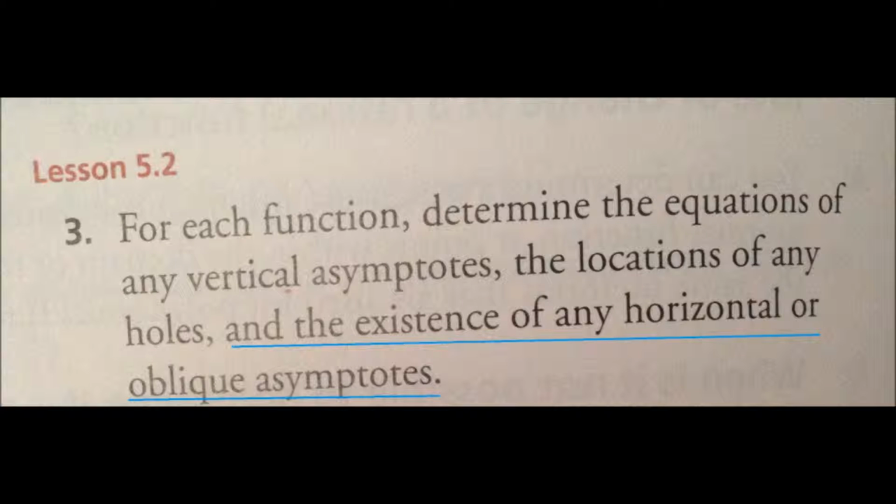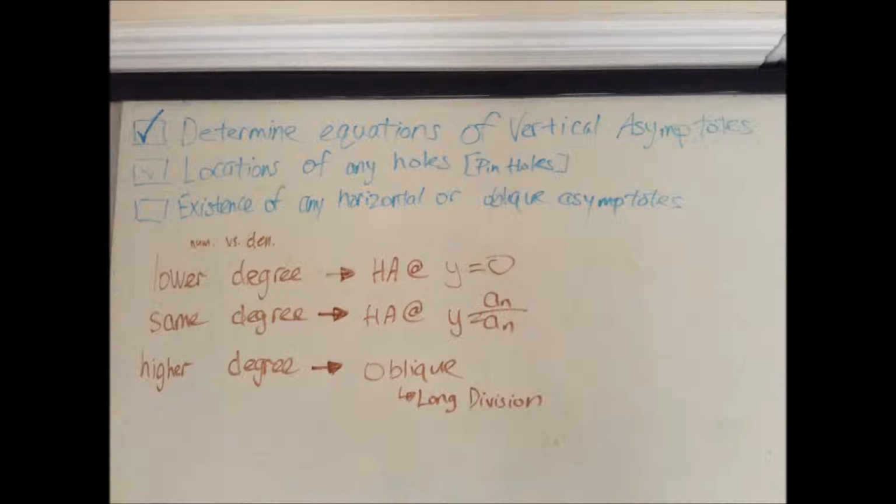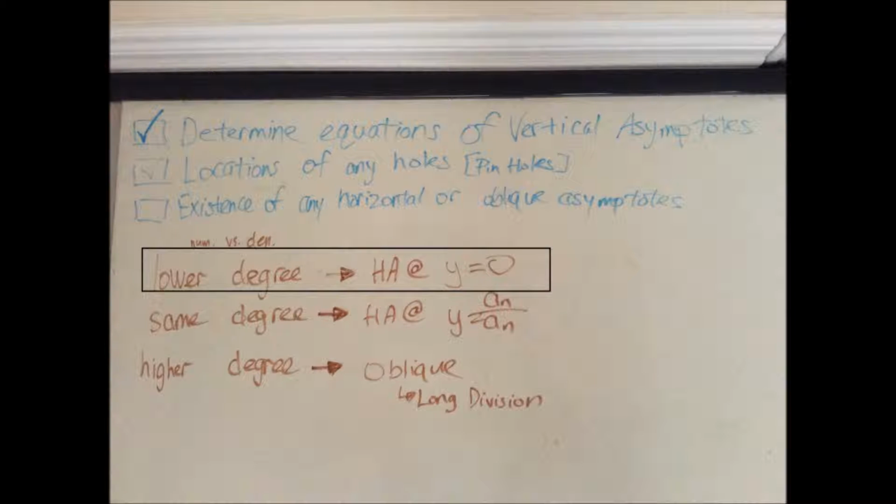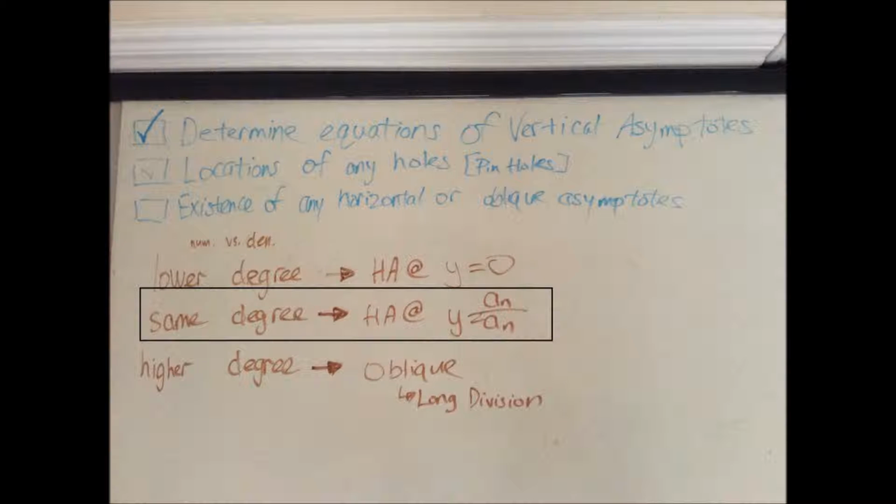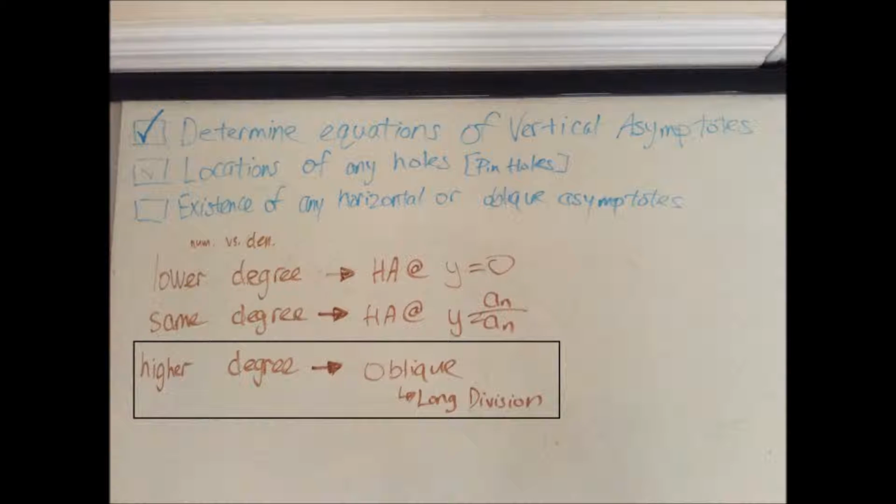The final part of the question states that we must find the existence of any horizontal or oblique asymptotes. To do this, we must compare the degrees of the numerator versus the degrees of the denominator. In grade 12, we have learned that if the numerator has a lower degree than the denominator, there is a horizontal asymptote at y equals 0. If there is the same degree, the horizontal asymptote is that y is equal to the a of the numerator over a of the denominator, where a would be the leading coefficient of each numerator and the denominator. Finally, we know that if there is a higher degree in the numerator, there is an oblique asymptote where we must use long division to find the answer.